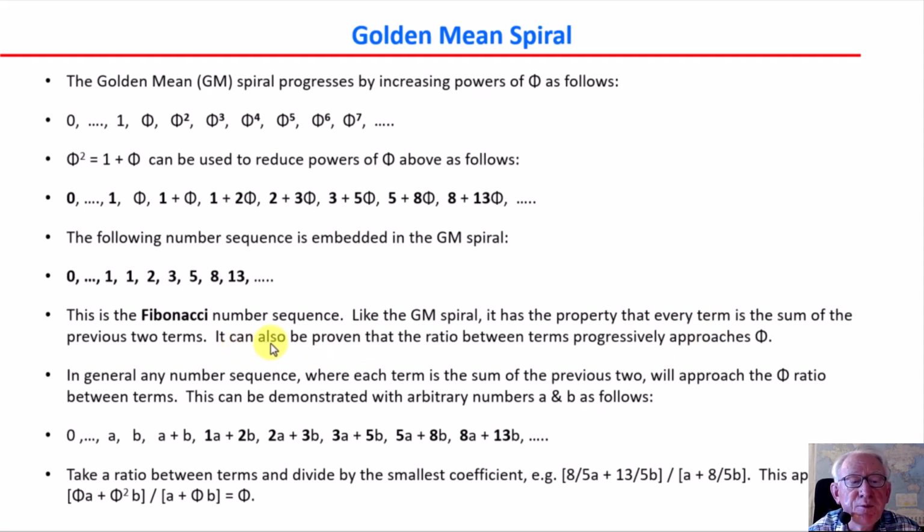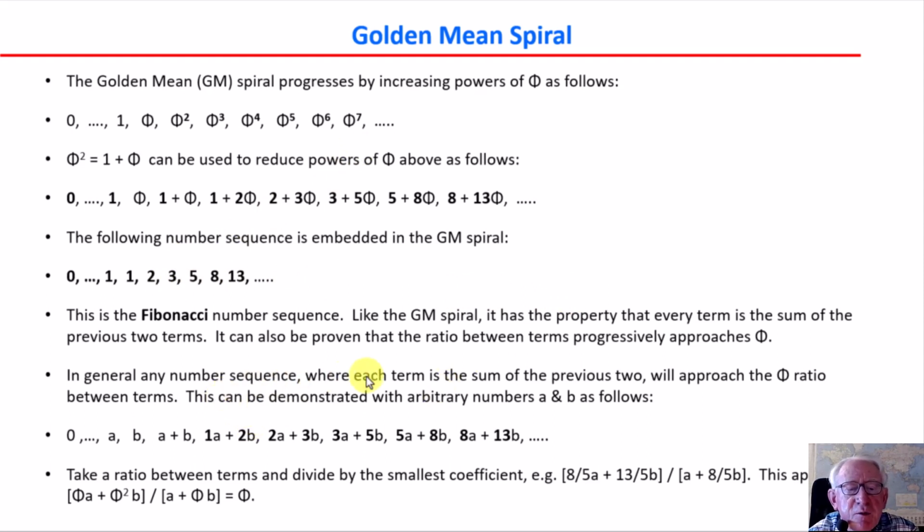And it can also be proven that the ratio between terms progressively approaches phi. So initially the ratios between successive terms are not phi. In other words, between 1 and 1, the ratio obviously is 1. Between 2 and 1 is obviously 2. Between 3 and 2 is obviously 1.5. But it does progressively converge towards the golden mean proportion, the golden mean ratio of 1.618 and so on.